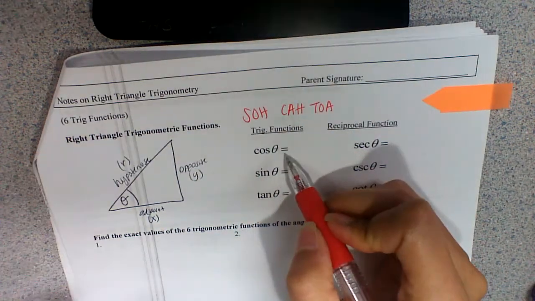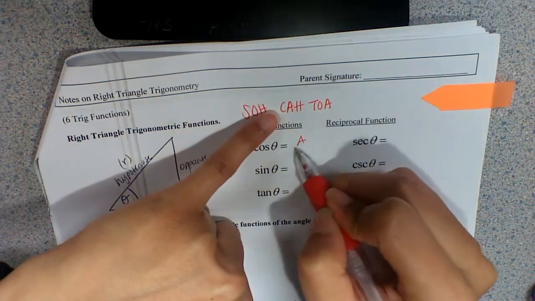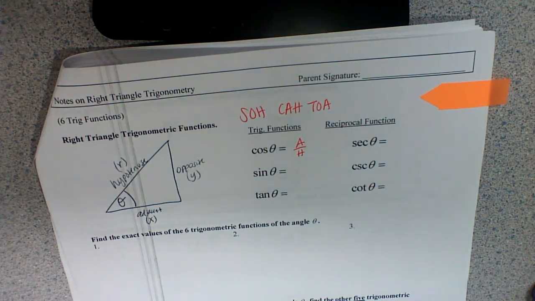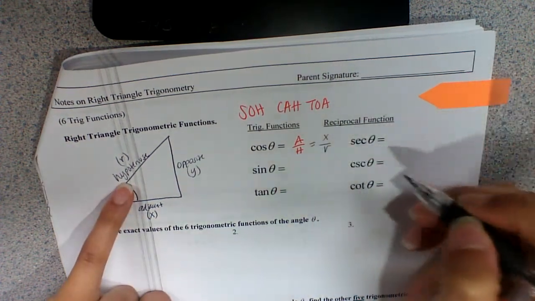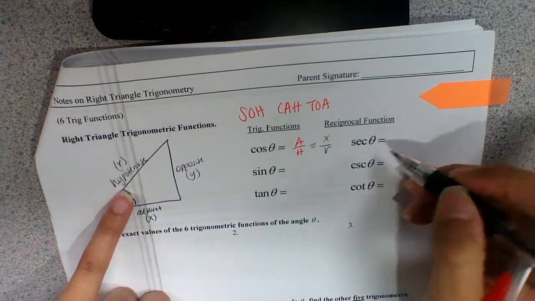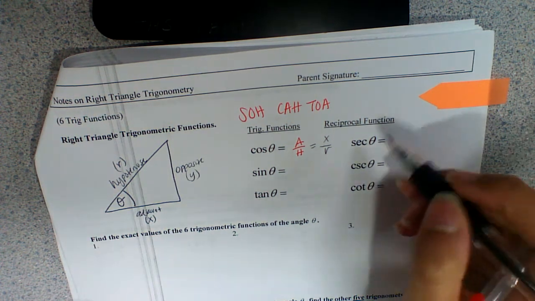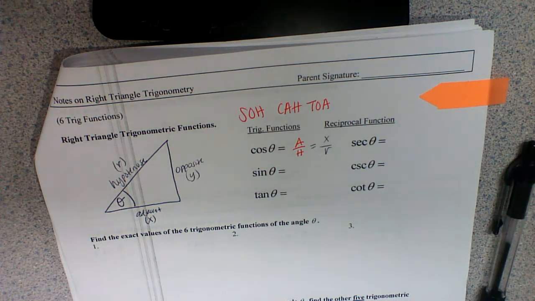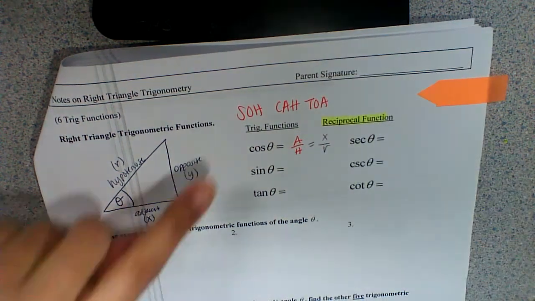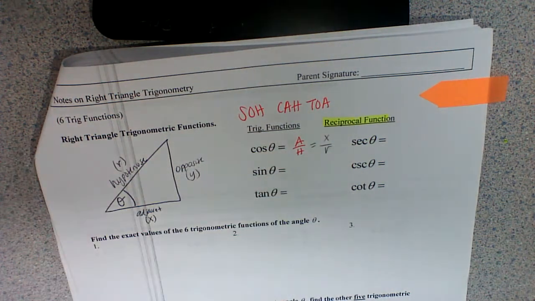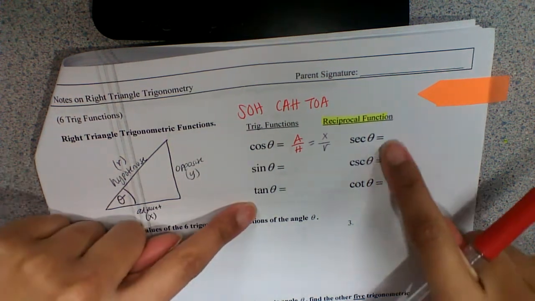So cos is going to be adjacent over hypotenuse. So in this case, adjacent is x, hypotenuse is r. Okay, now what's new for you is this right here, reciprocal functions. So not only do you have trig functions, you also now have their reciprocal. So each trig function has its own reciprocal.